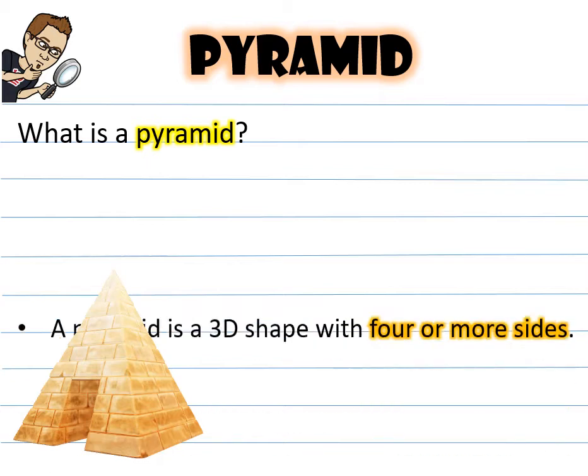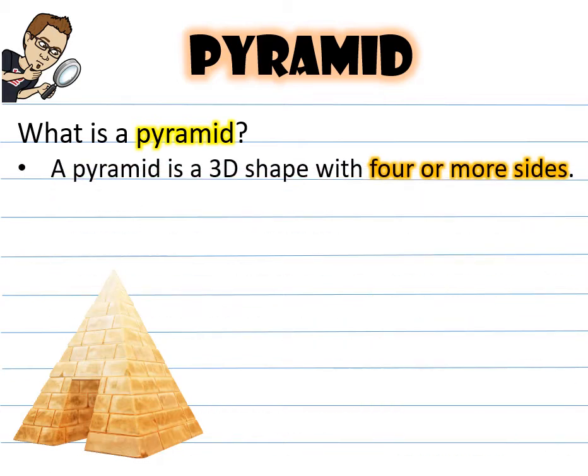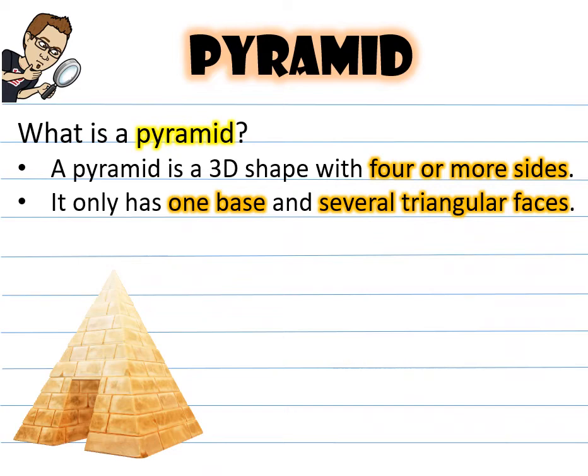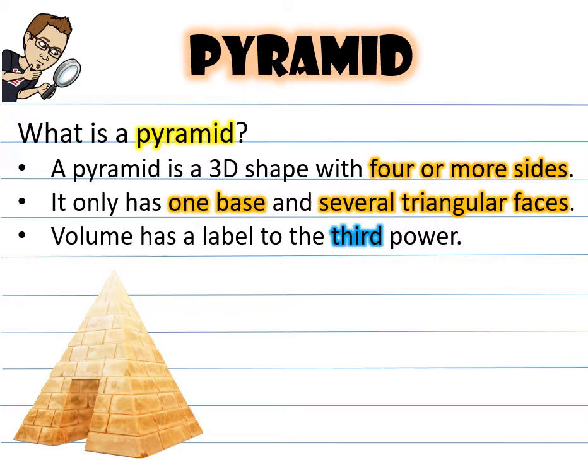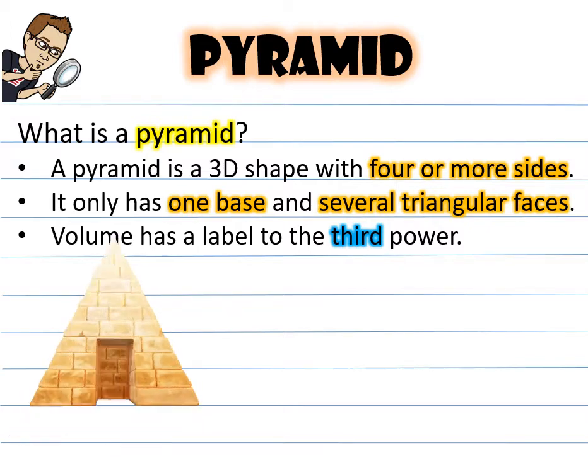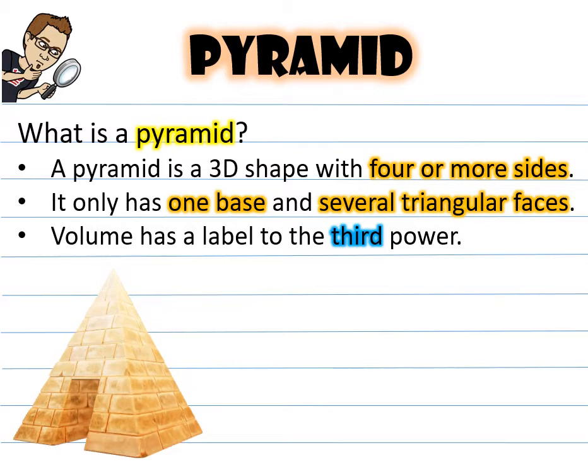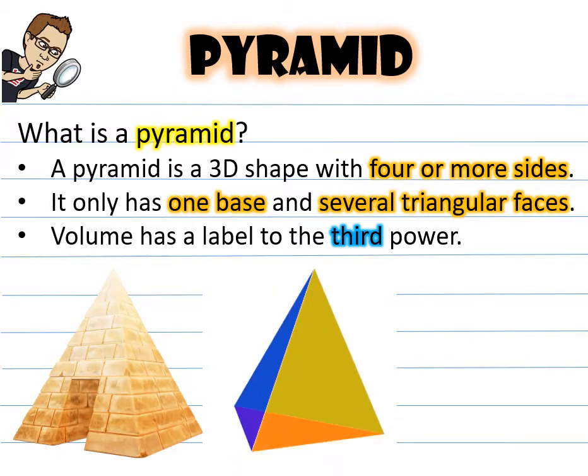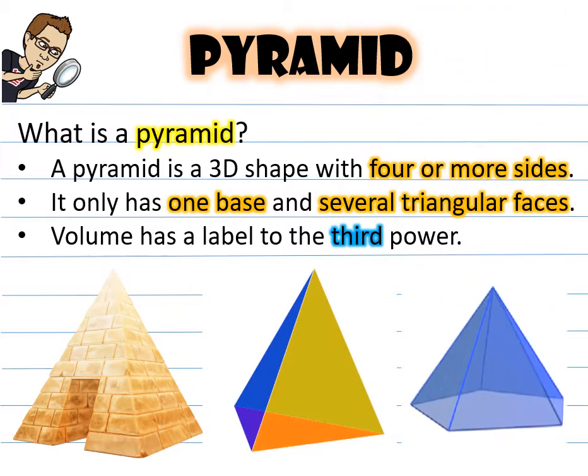What is a pyramid? A pyramid is a 3D shape with 4 or more sides. It only has one base and several triangular faces. Volume has a label to the third power. That's a pyramid. This is a pyramid, and this is a pyramid.